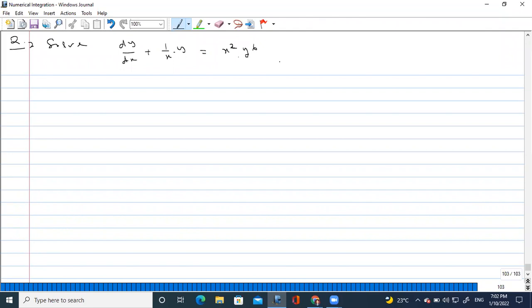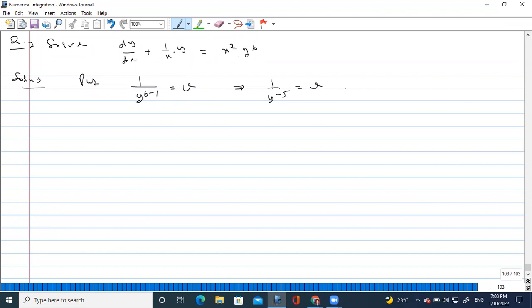So here, first of all, what you have to put is 1 upon y to the power n minus 1. n minus 1 means 6 minus 1, equal to z or v, whatever you want. Okay, suppose I am putting it v, so that you can replace. So this implies 1 upon y to the power minus 5 is equal to v.